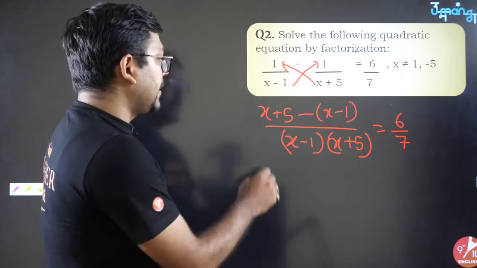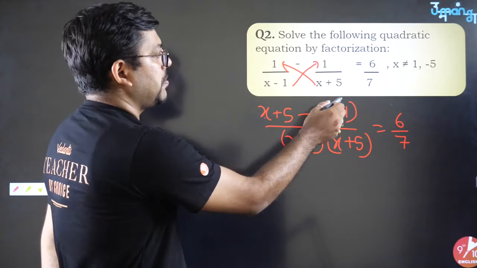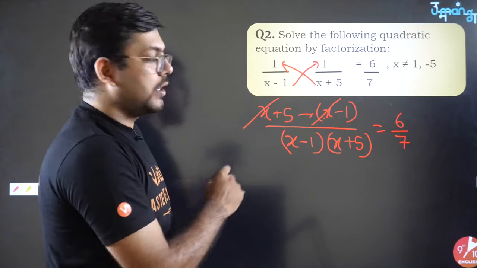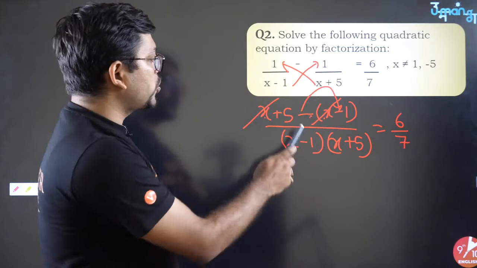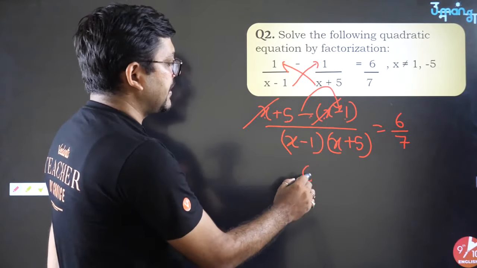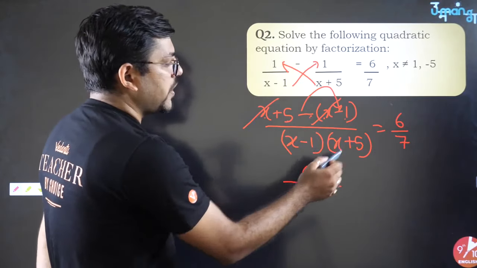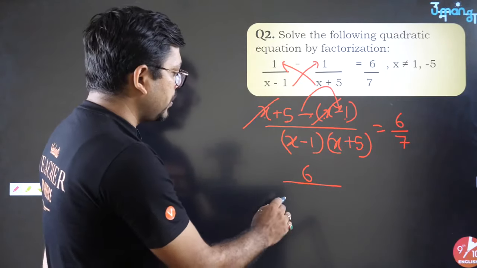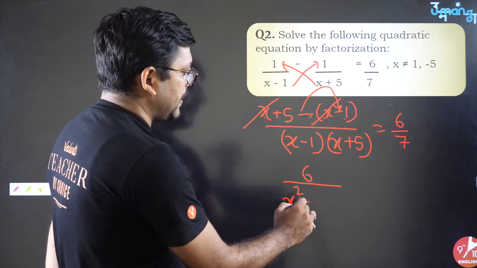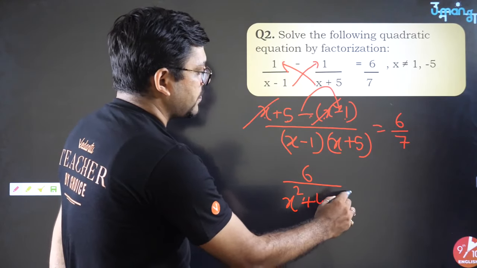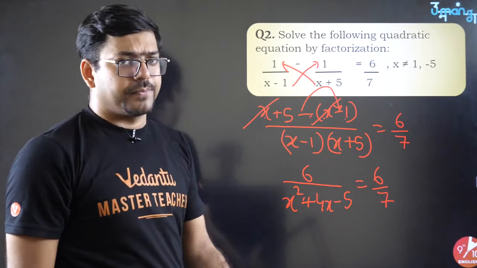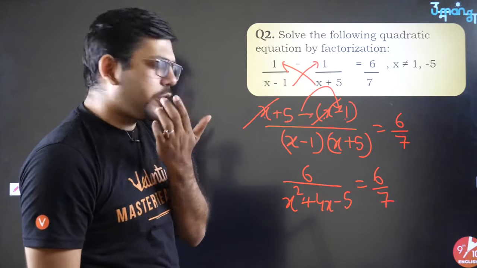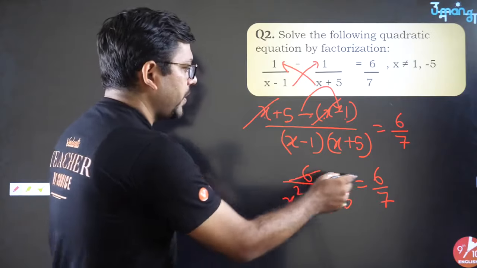Now this x and this minus x, so minus x and plus x are gone. This minus into minus will become plus, isn't it? So you have got 5 plus 1, which is 6, divided by x minus 1 into x plus 5. If you multiply them, you'll get x square plus 4x minus 5 equals to 6 by 7. Simple, super simple. Now what do you have to do? Nothing, you have to just solve it.